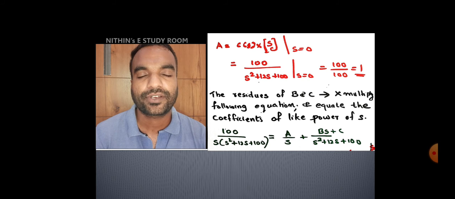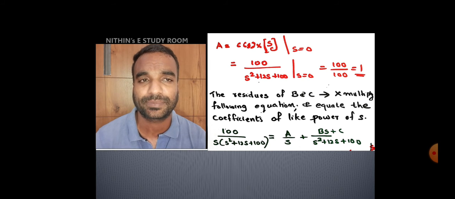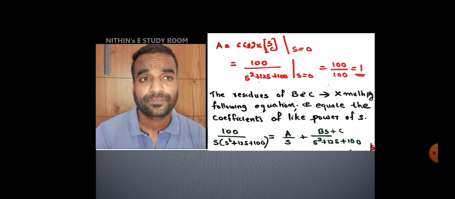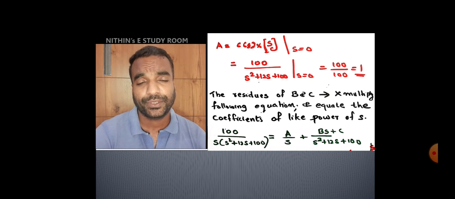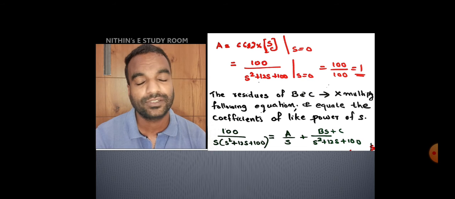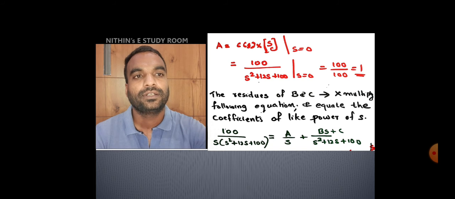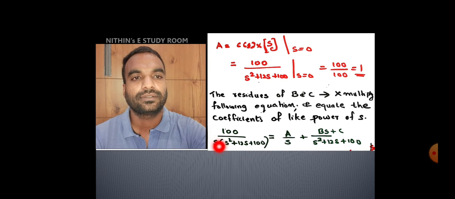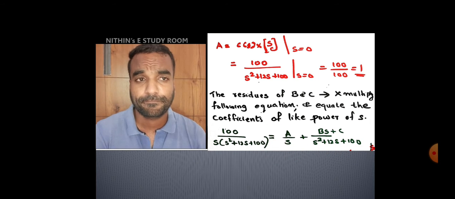And by the partial fraction technique, to find b and c of the bs plus c term, you have to cross multiply the following equation and equate the coefficients of like powers of s. Let us check how we can cross multiply. So this is the standard expression: 100 by s into s square plus 12s plus 100 is equal to a by s plus bs plus c by s square plus 12s plus 100.